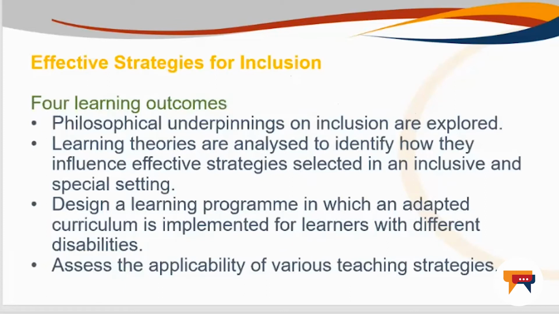Effective strategies for inclusion. We have 4 learning outcomes, and our assessment is linked to these 4 learning outcomes. The first thing we're going to explore are the philosophical underpinnings on which the concept of inclusive education is based. We're also going to look at the learning theories. You're going to analyze these theories, and you're going to think about how they influence effective strategies for teaching in both inclusive and special education settings.